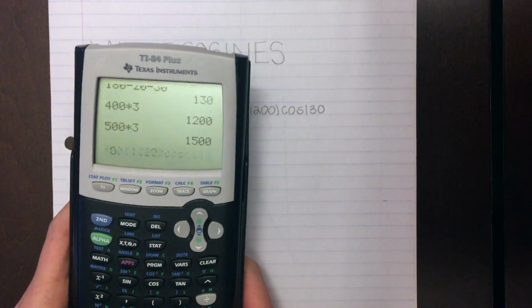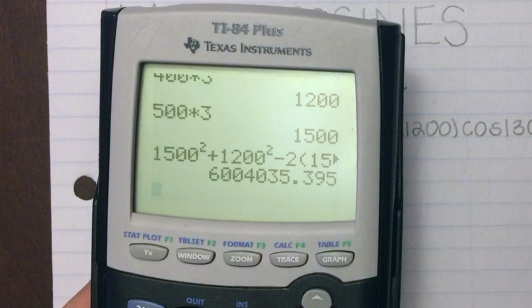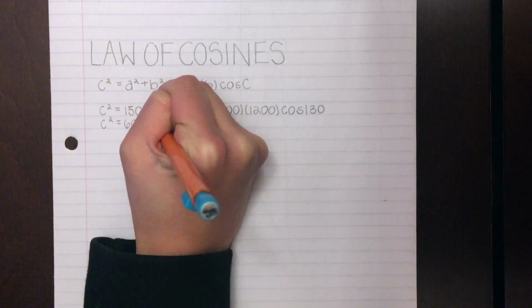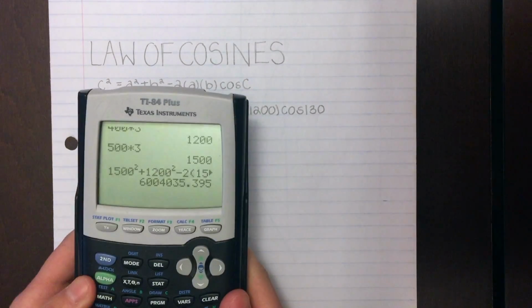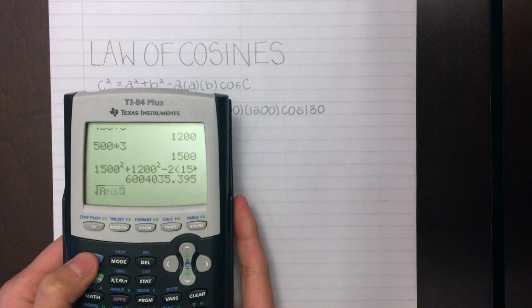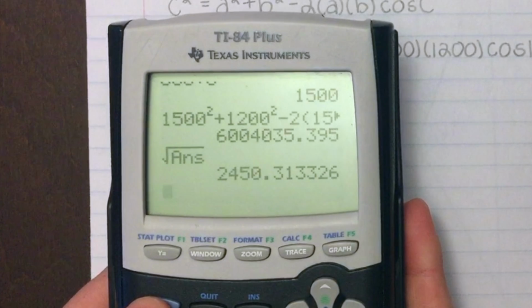C squared is about 6,004,035. Take the square root of that and C comes out to be about 2,450.3.